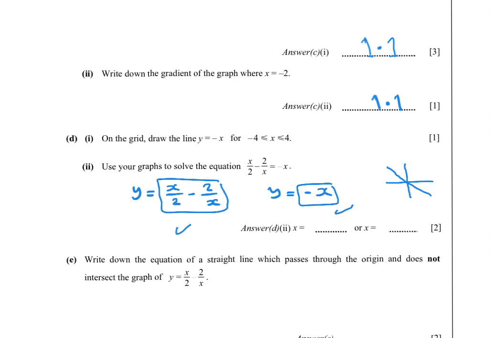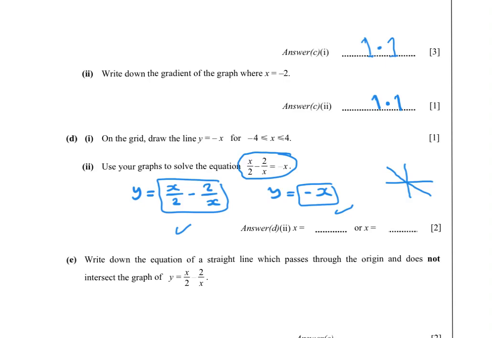So to solve this equation, you must draw this curve and this curve. This curve is already drawn, so you must draw this one, y equals negative x. Then find the intersection of the curve and the line. This is how to solve this equation. So you must draw the line y equals negative x and find the intersection with the curve.